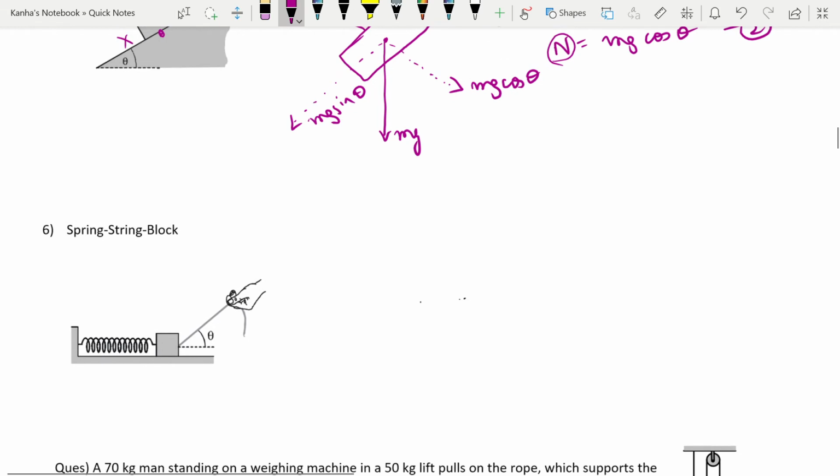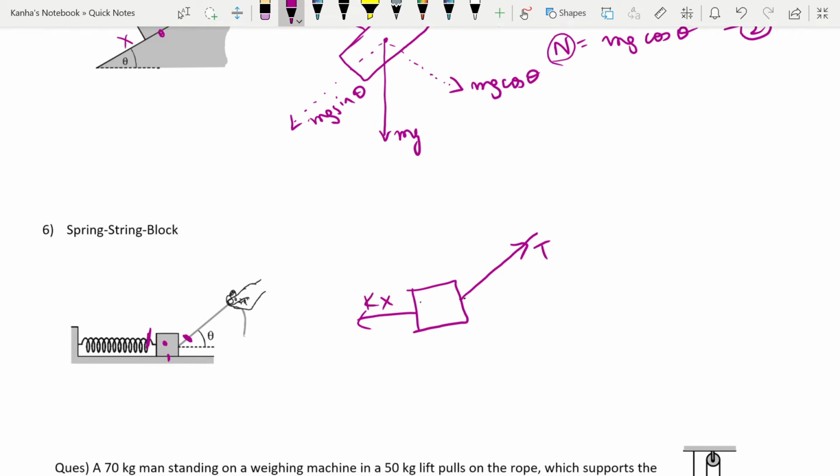Similarly, let's see what happens for a spring string block. I have to make it for the block. So there is a contact here, there is a contact here, and there is a contact here. All the three contacts are different. So my block is here. First I'll make the tension force, then I'll make a force with the spring, let's say kx.